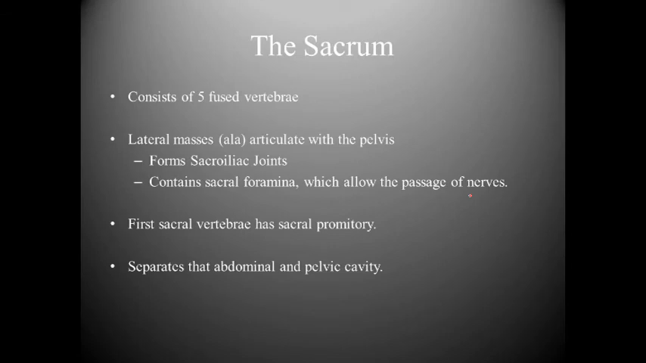So that brings us to the sacrum, which consists of 5 fused vertebrae. Lateral masses, or the ala, articulate with the pelvis, and it forms the sacroiliac joints, or the SI joints. And it contains sacral foramen, which allow the passage of nerves. The first sacral vertebrae has a sacral promontory, and it separates the abdominal and pelvic cavities.